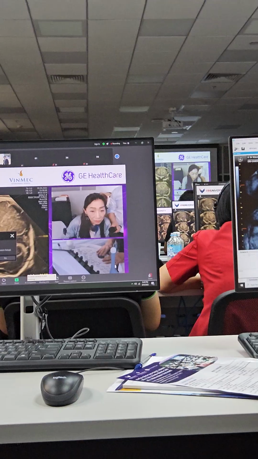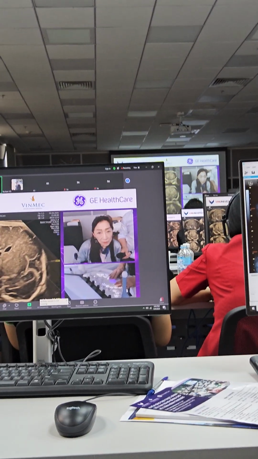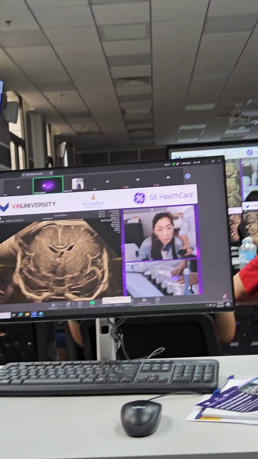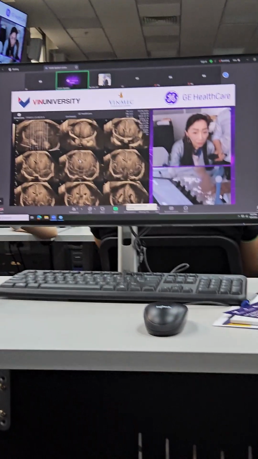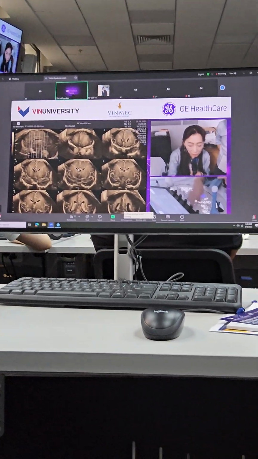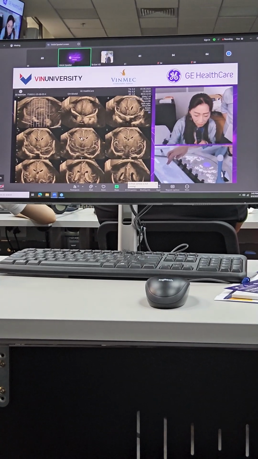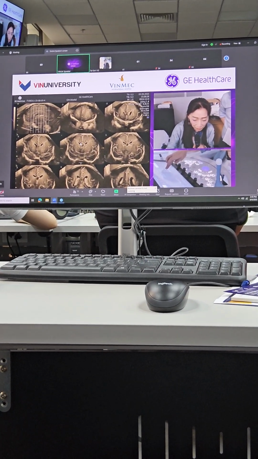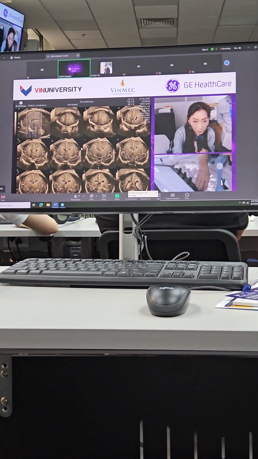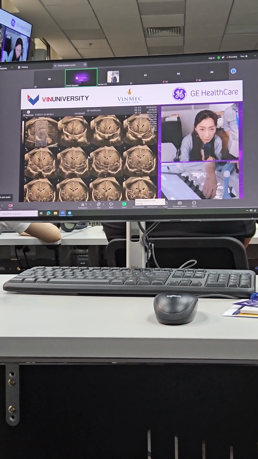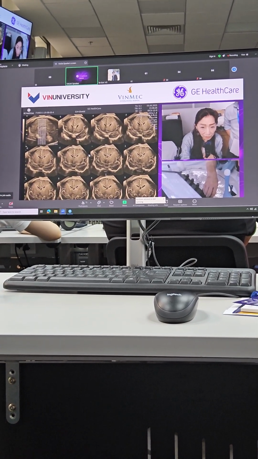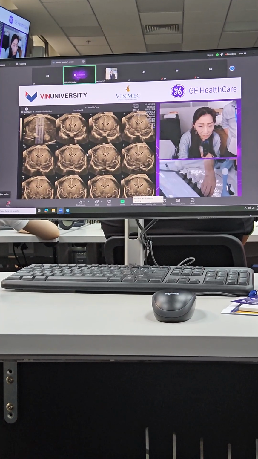Also here you can see, this is the tomographic ultrasound. Okay. Tomographic ultrasound. Is there any other abnormality in the brain? Anterior what?